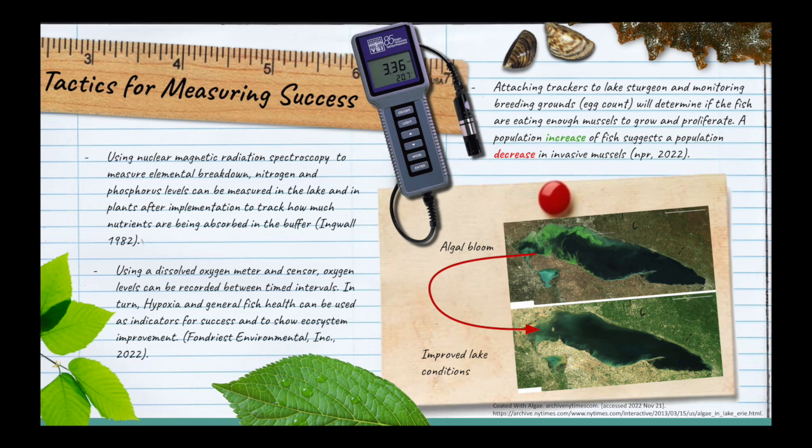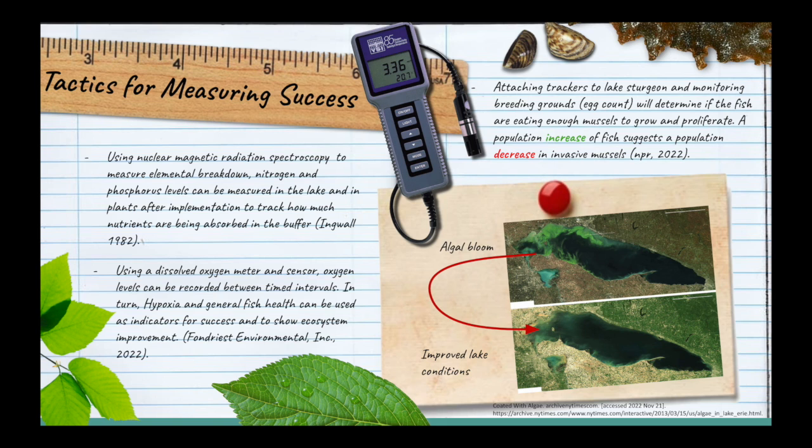In order to measure the success of the riparian buffer, measuring the phosphorus and nitrogen in both the buffer floor and within the lake will determine how much phosphorus was prevented from entering the lake. Additionally, the oxygen levels within the water should be measured in order to demonstrate the effectiveness of algal bloom reduction. The data collection would be most accurate if computed using nuclear magnetic resonance spectroscopy, which is used to show a complete breakdown of elemental composition.